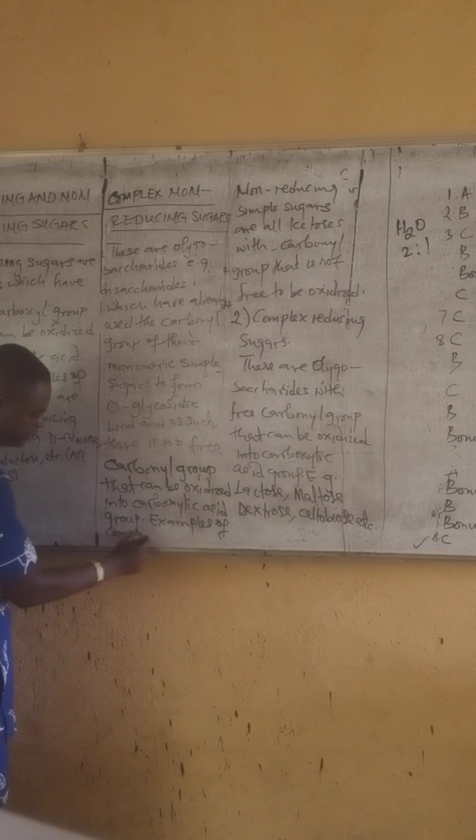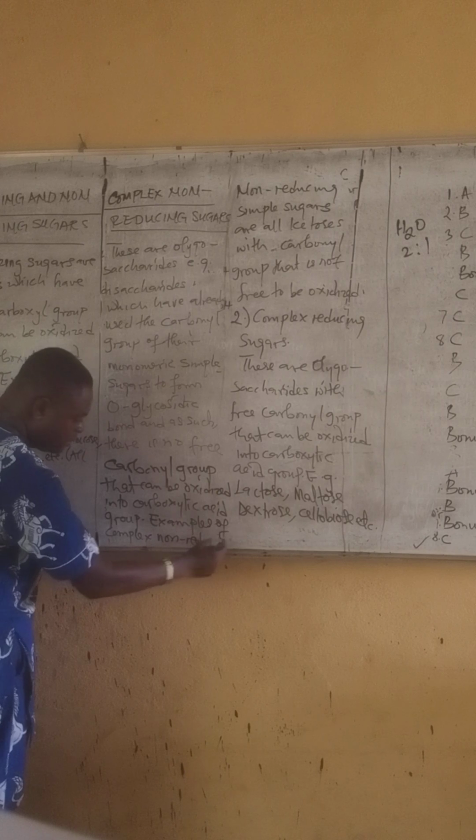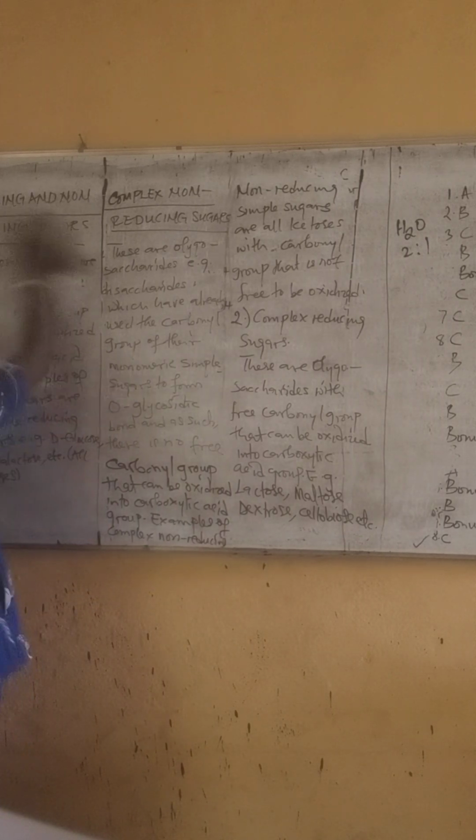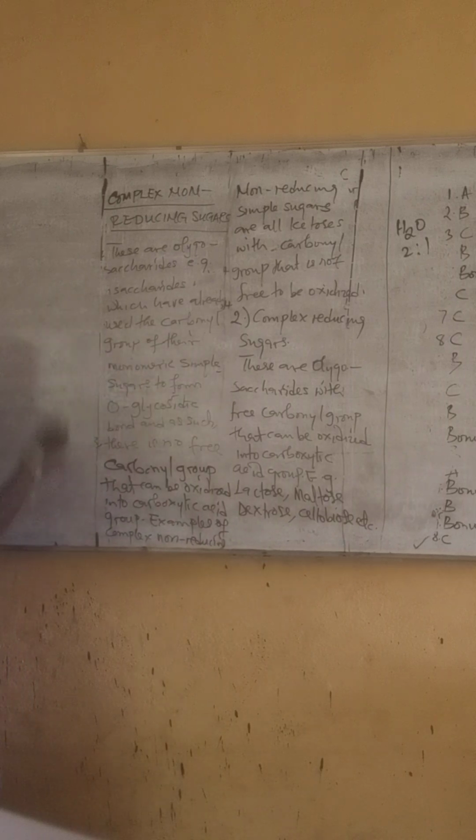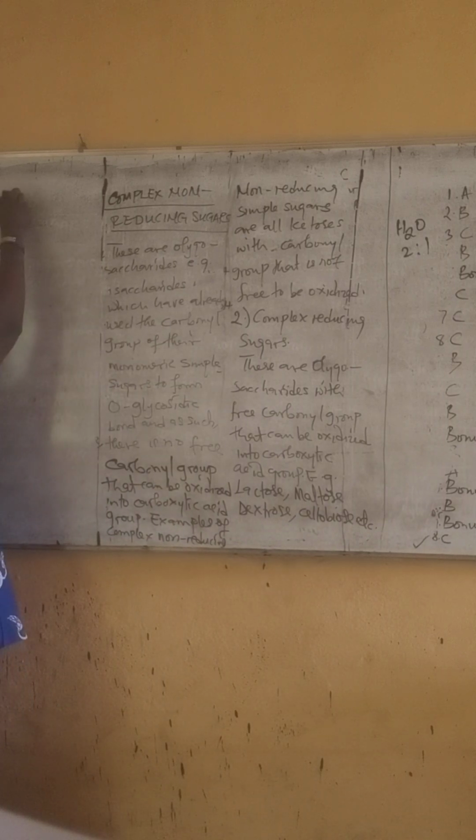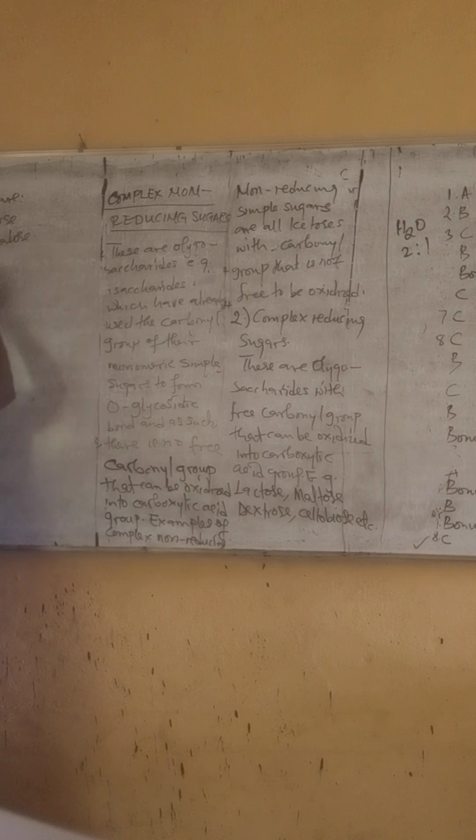of complex non-reducing sugars. Examples of complex non-reducing sugars are 1. Sucrose, 2. Trehalose. Let's look at sucrose. Don't forget, sucrose is usually formed from the combination of glucose, which I'm drawing now, in beta linkage, with hydrogen here, plus fructose.